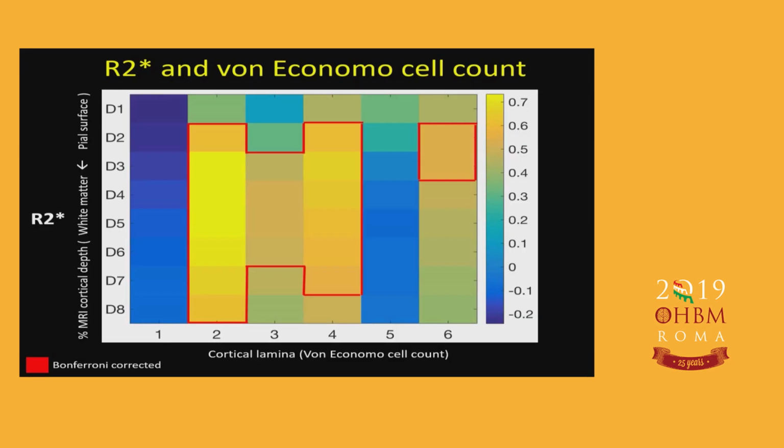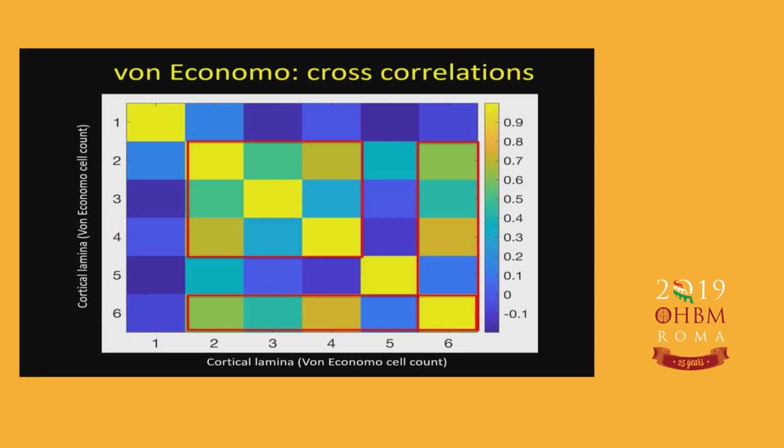And so when we do this for R2 star and von Economo cell count, the red boxes here are Bonferroni corrected significance. We see really high correlations of 0.7 for layers 2, 3, 4, and 6. To try and understand this a bit more, we look at the cross correlations just within the von Economo cell count data itself, and we see that layers 2, 3, 4, and 6 are highly correlated. So this possibly explains why we're not seeing a one-to-one correlation across layers and depth.